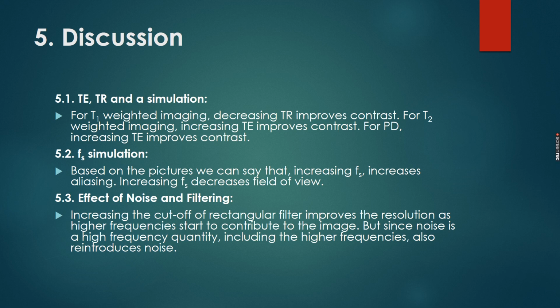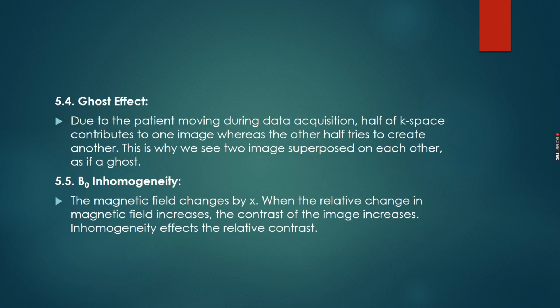Effect of noise and filtering. Increasing the cutoff of the rectangular filter improves the resolution as higher frequencies start to contribute to the image. But since noise is a high frequency quantity, including the higher frequencies also reintroduces the noise. Fourth one is ghost effect. Due to the patient moving during data acquisition, half of k-space contributes to one image, whereas the other half tries to create another. This is why we see two images superposed on each other as if a ghost.